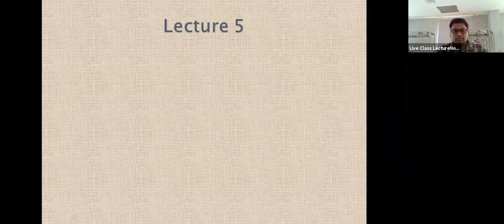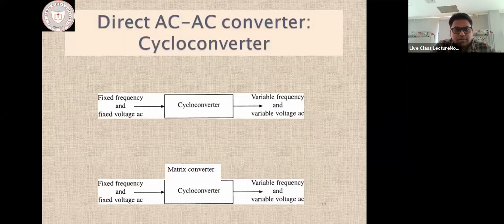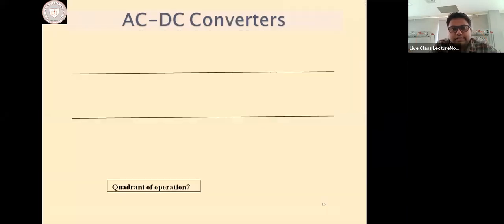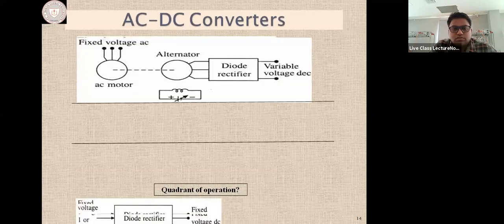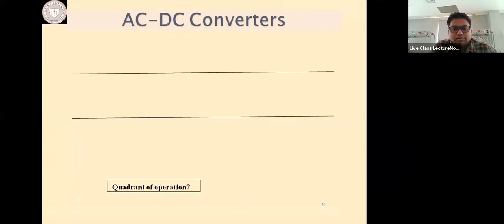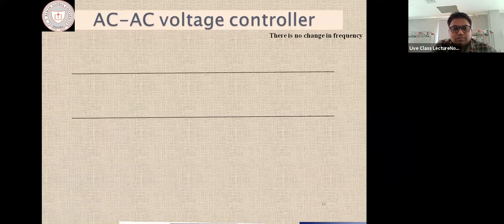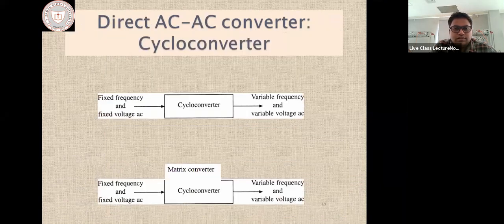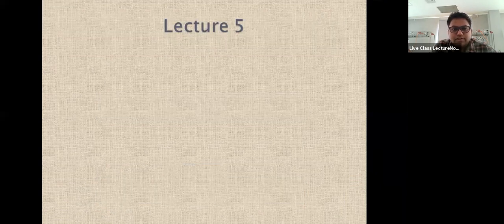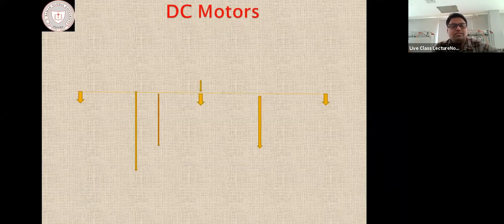Okay, in the previous class, we were studying the types of converters that were the basis of these power electronic drives. So that was the part of lecture 4. So we studied AC to DC converters, then we went to AC to AC voltage controllers. The frequency was not controlled here. Then we went to DC to DC converter, and then finally DC to AC converter. We also saw that there are many ways in which you can convert AC directly to another form of AC without going through an intermediate DC stage. Now we are in lecture 5, where I'm now starting the DC motors.